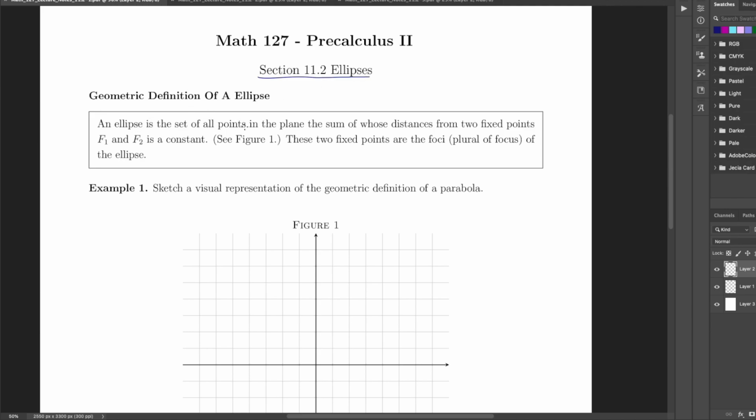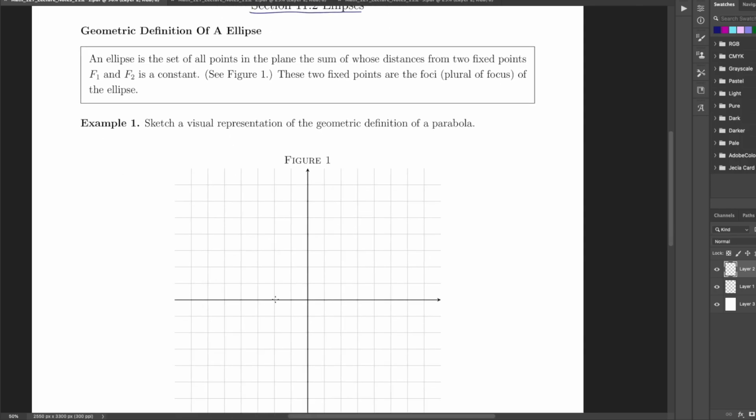So an ellipse is a set of all points in a plane whose sums of distance from two focal points F1 and F2 are constant. See this figure. These two fixed points are called foci, for focus, for the ellipse. So here, let's just start sketching this. Let's pretend we have a focus point here. Let's call this F1. Another one, let's do it the same. Notice that for the first three sections of this chapter, we're always going to be centered at the origin.